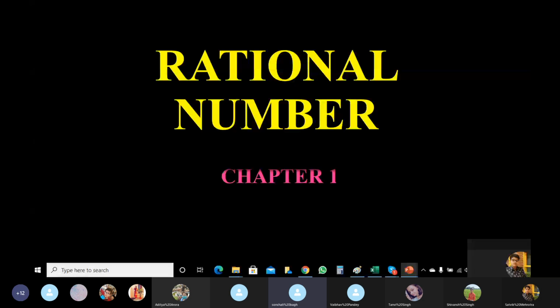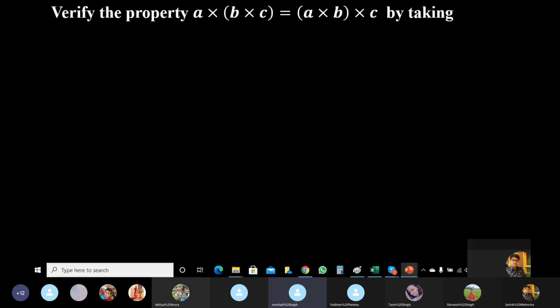Rational numbers, chapter 1. Let's see this. We have to verify this property: A into B multiplied by C is equal to A multiplied by B and C. That is question number 3. They have given us some values: A equals minus 7 by 3, B equals 5 by minus 4, and C is equal to 9 by 8. Yes or no?